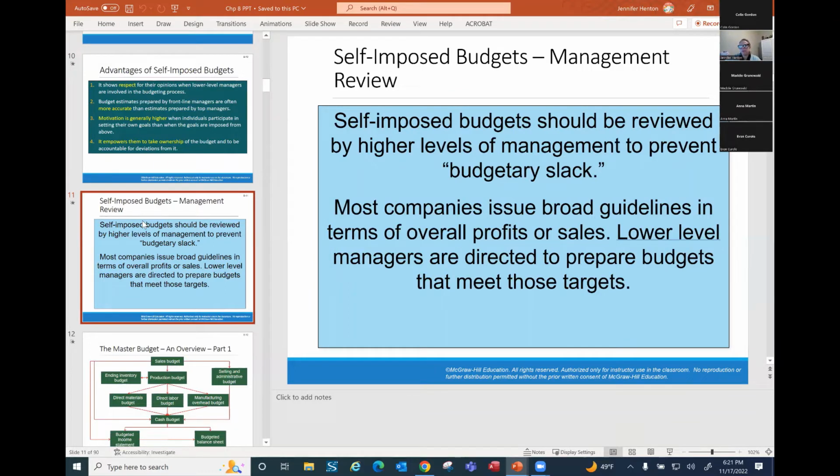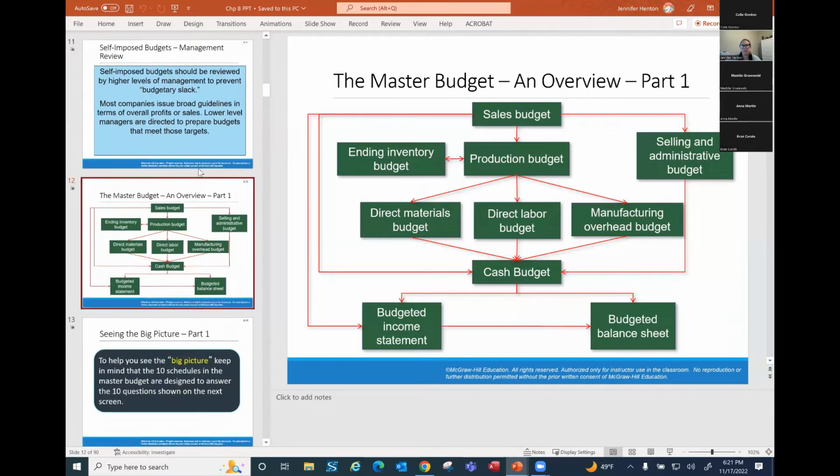So self-imposed budgets should be reviewed by a higher level of management to prevent budgetary slack. And then most companies issue broad guidelines in terms of overall profits or sales. Lower level managers are directed to prepare budgets that meet those targets. So that's just everybody working together. There are expectations from the top, and there are some realistic things that go into it from lower level management that's dealing with the day-to-day operations. And so there's a compromise that's met, and then there's an agreement and a final plan that gets put into process.